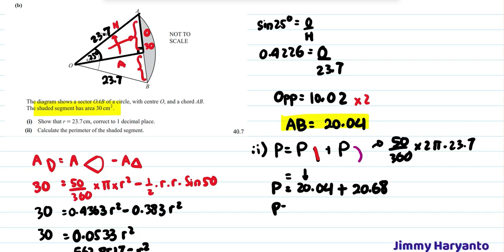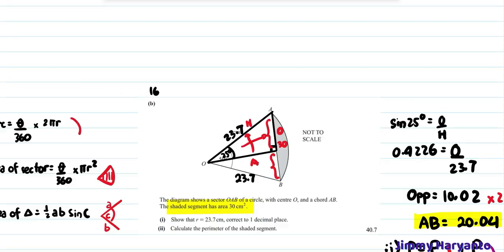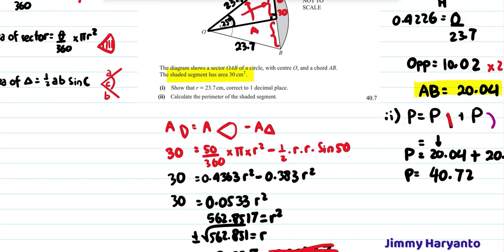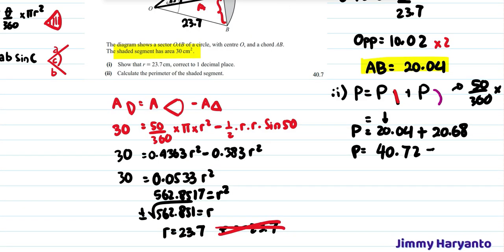20.68. So P equals 40.72. Oh, wait. 40.72, or 40.7 in 3SF. Okay, that's it.